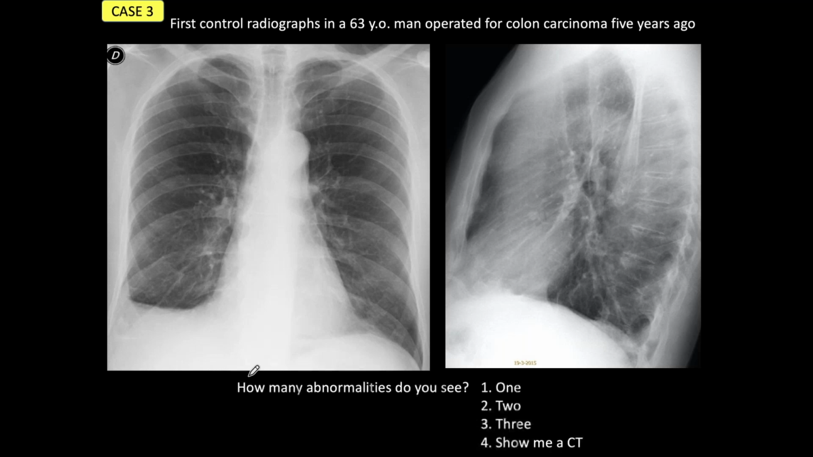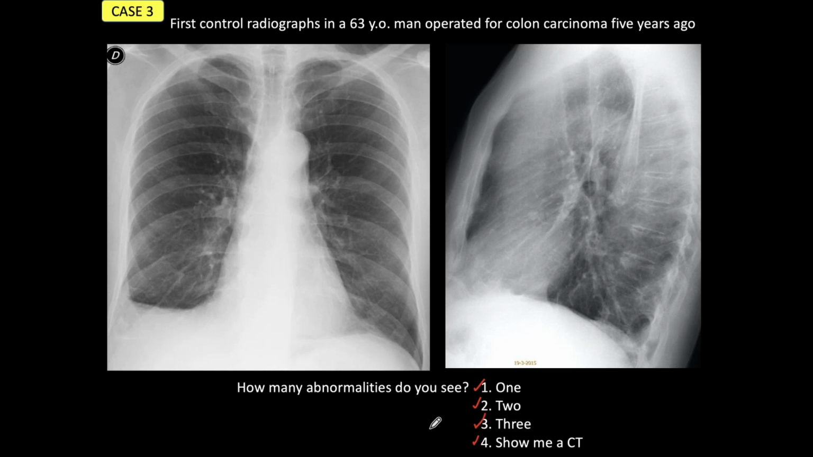I'll ask you 4 questions. How many abnormalities do you see? 1, 2, 3, or the easy way out, show me a CT. Please don't do that. Always study the PA and the lateral chest radiograph before doing the CT. Now stop the presentation, look at the films at home, take your time, and come back when you are ready.